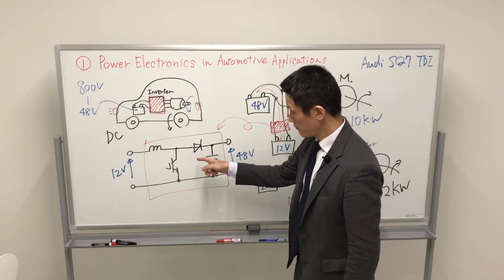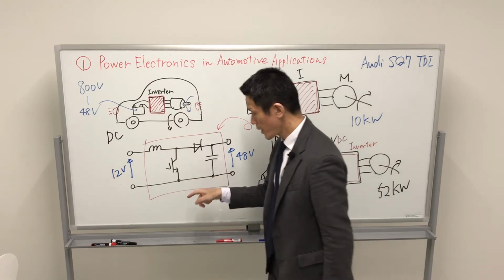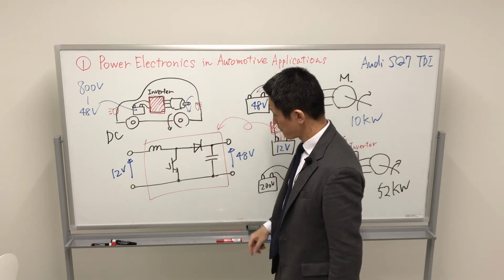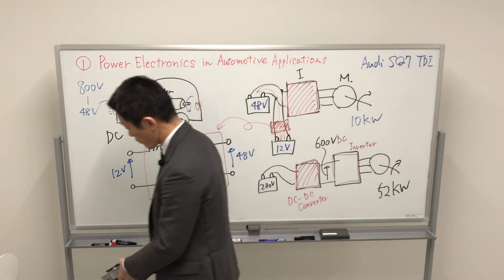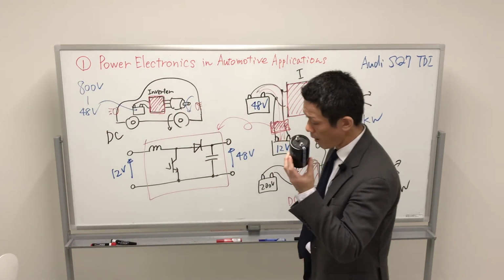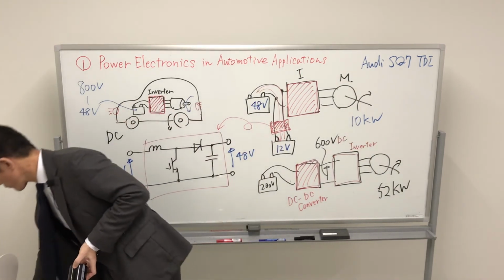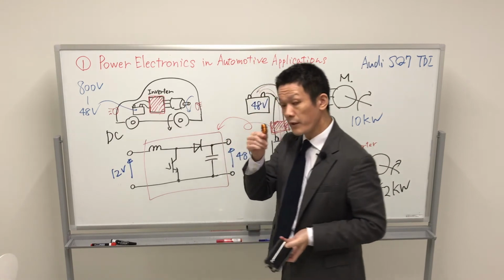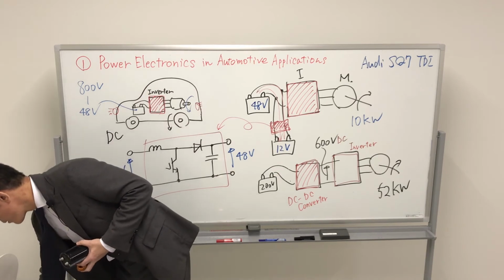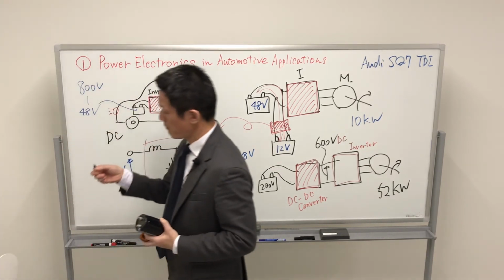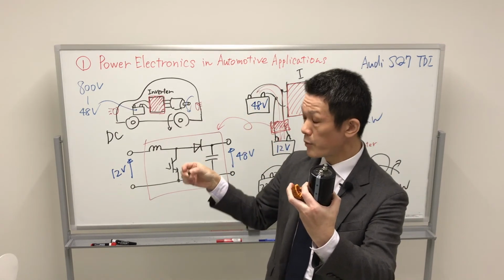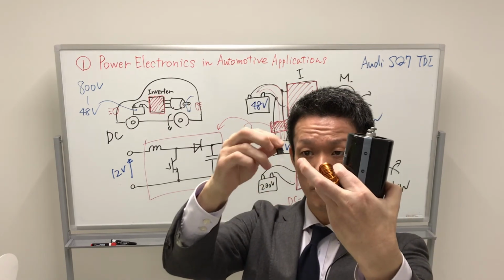The main components of the boost chopper are the inductor and capacitor. In this case it's a multi-layer capacitor, but the conventional one is this capacitor, the power capacitor, and this one is the inductor, and this one is the power semiconductor. The boost chopper is composed of each component.